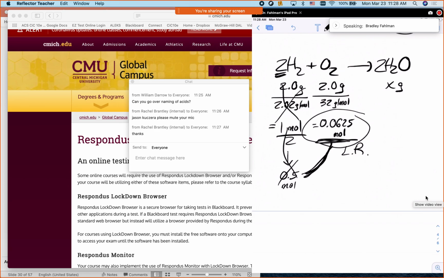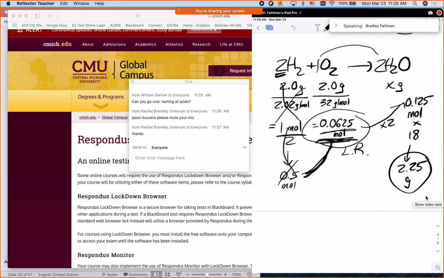And so let's calculate the grams of water then. So you would use this number of moles, okay? And since it's a 1 to 2 ratio, you have to multiply by 2, and so that's 0.125 moles. Okay, and then you multiply by 18, which is the molar mass of water. So times 18, 2.25 grams of water is produced.